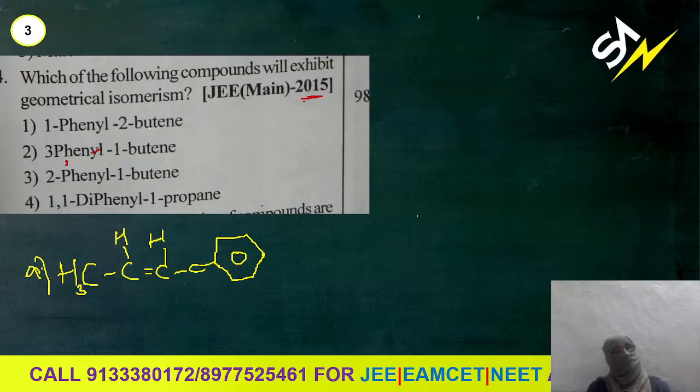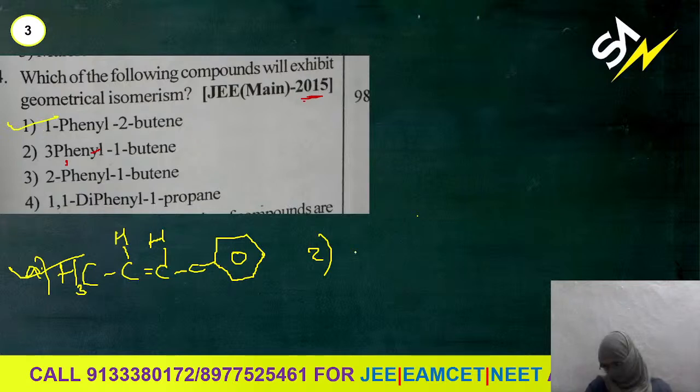So do you think that the first one will show geometrical isomerism? Because we want restriction of rotation of bond, we want different groups. The answer is yes, A will show it definitely. Let's just check whether the second will show or not. I got the first answer here itself. Let me just check with the second one.